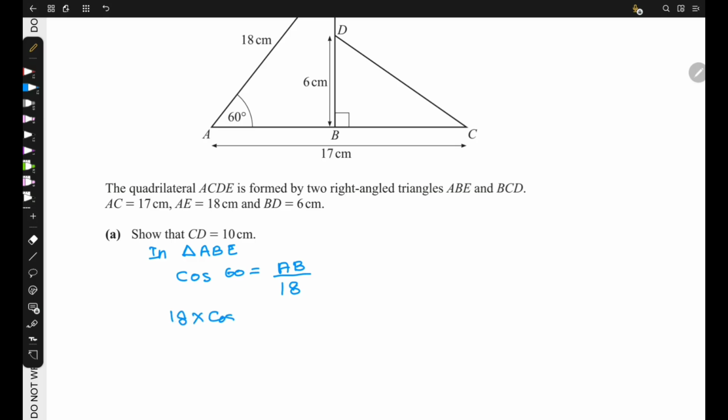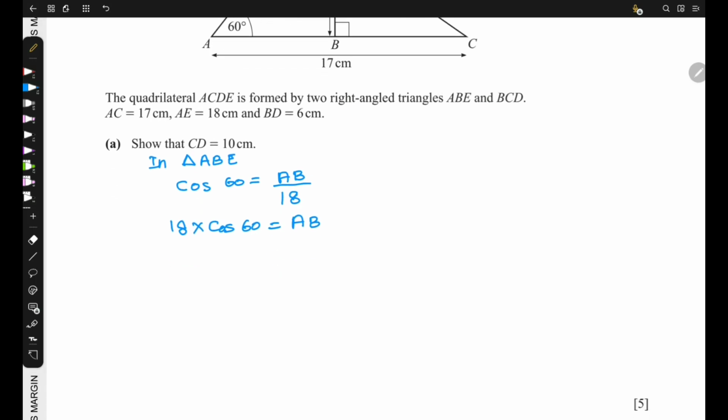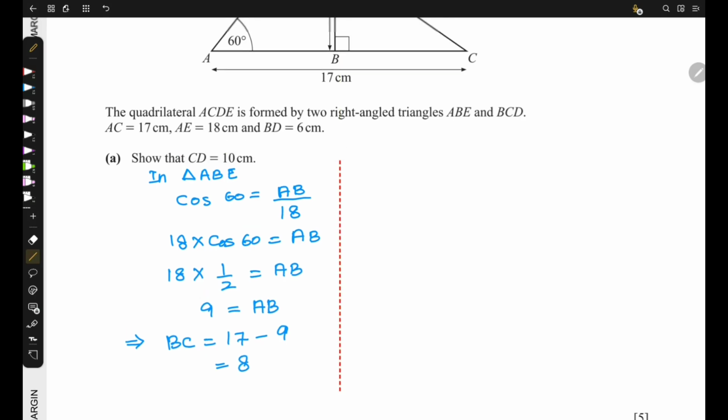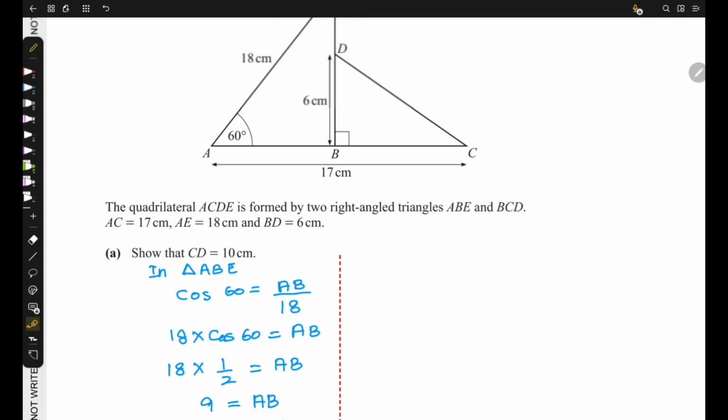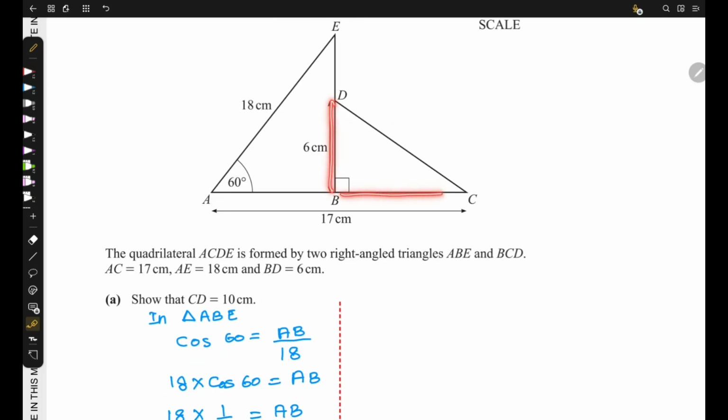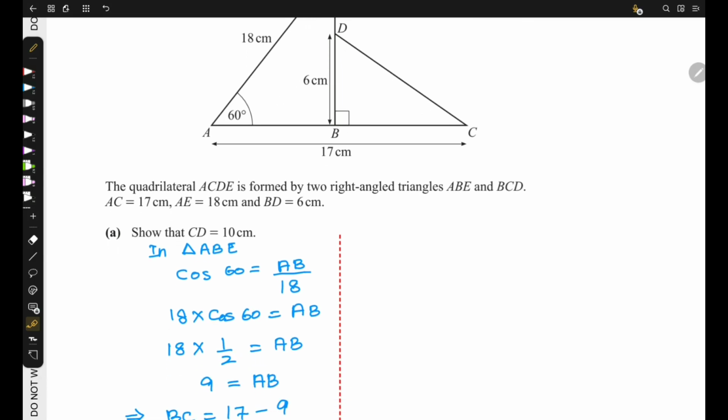Now 18 goes to the left side. 18 times cos 60. Now you have to memorize these exact trigonometric values. Cos 60 is, by the way, 1 over 2. In that case, you can get the value of AB, which is equal to 9. AB is 9. So this implies that BC is equal to 17 minus 9, which is equal to 8. Now you can easily find out CD because this is 6 and this is 8. Now use the Pythagoras theorem. CD is, by the way, the hypotenuse.